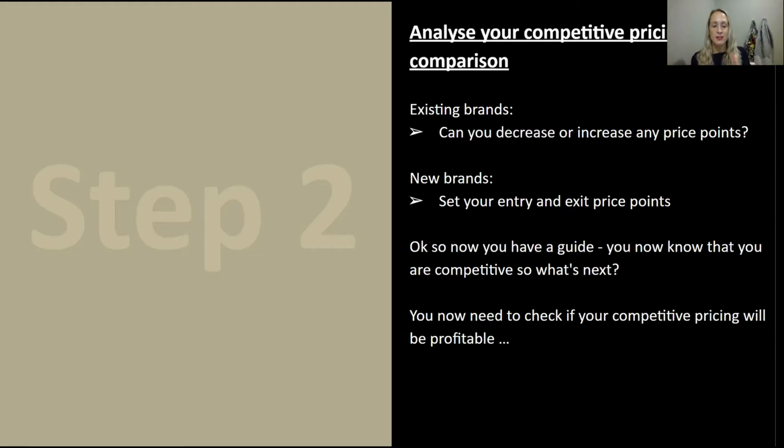Or if you're a new brand, therefore you've got no pricing right now, you're literally looking at the data to see what the entry and exit price point is per category of your competitors, which will give you a guideline of which to price your product between to ensure you're competitive. So now you've got the basic bit, let's actually look at the data and what this means.